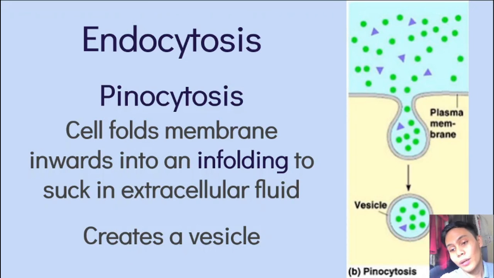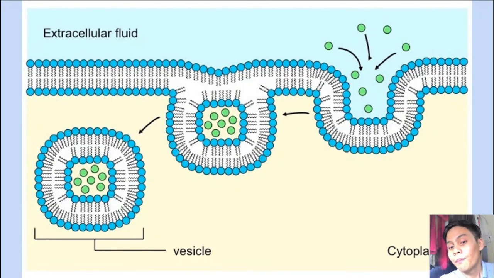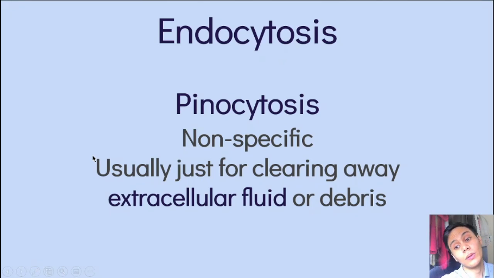Why does it have a different mechanism? It's so that it's non-specific. Your pinocytosis just sucks in the fluid, so it doesn't really look for a specific thing. It just sucks in the fluid or the debris that's inside that fluid. So pinocytosis is basically just making an infolding, closing the hole, and then budding off the vesicle.